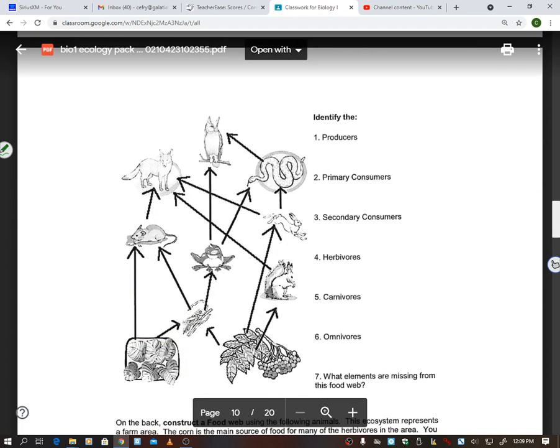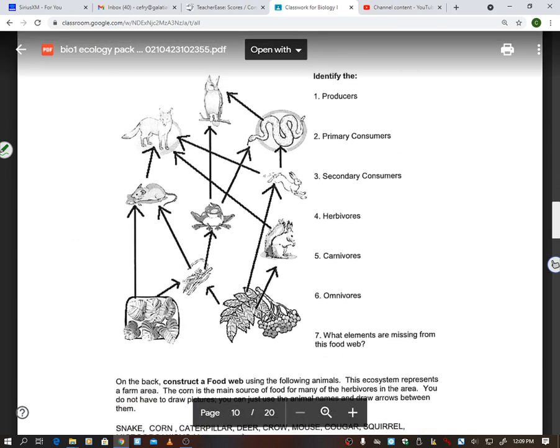All right, so now let's look at this. It says identify the producers. So if I'm looking at the producers, they're going to be here. There's going to be no arrows to them. There are no arrows to either one of those. So those are my producers, the plants. My primary consumers are going to be coming directly off of my plants. So the mouse, I think that's a grasshopper, right? The squirrel, okay, coming directly off of there.